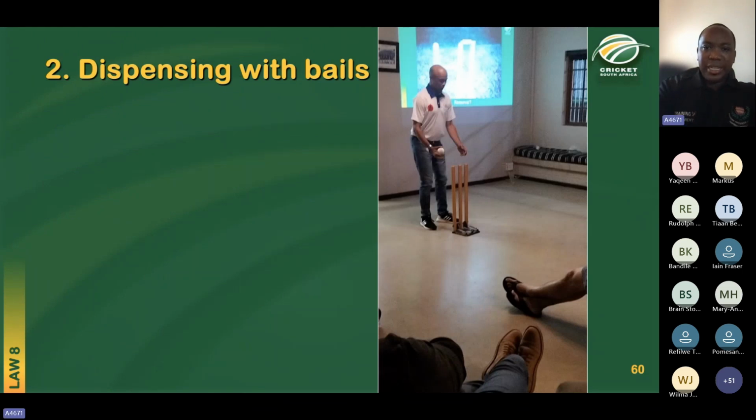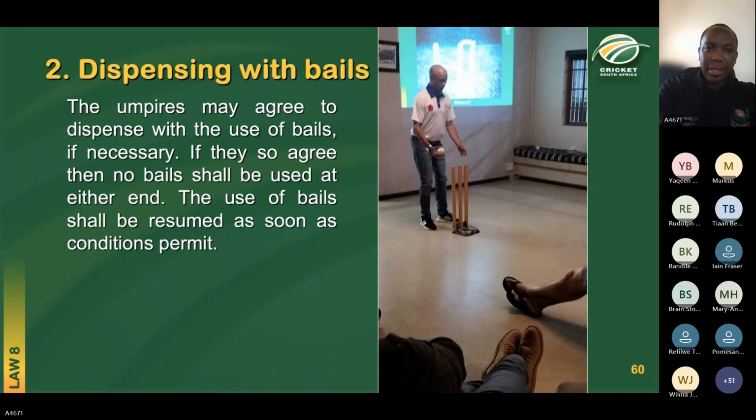Sometimes, especially in windy areas, Cape Town is very common for this, we end up playing without bails because the bails keep getting blown off by the wind. The umpires may agree to dispense with the use of bails if necessary. If they so agree, then no bails shall be used at either end. You can't have bails on the one set of stumps and no bails on the other set of stumps. Quite importantly, the use of bails shall be resumed as soon as weather conditions permit.